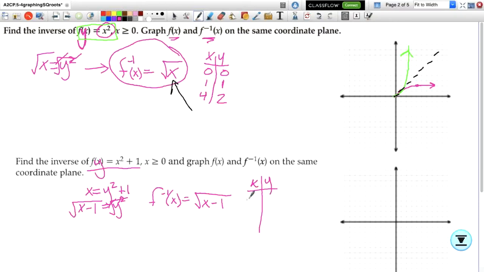I'm going to start out with 1. I'm going to start out with the number 2, and then I'm going to actually go to the number 5. And I can do these mentally. When we learn how to graph these in just a couple minutes, you'll see why I chose those values.